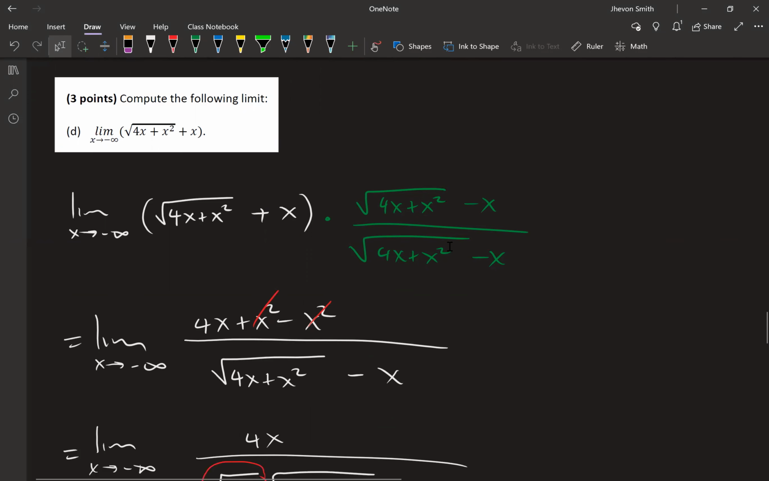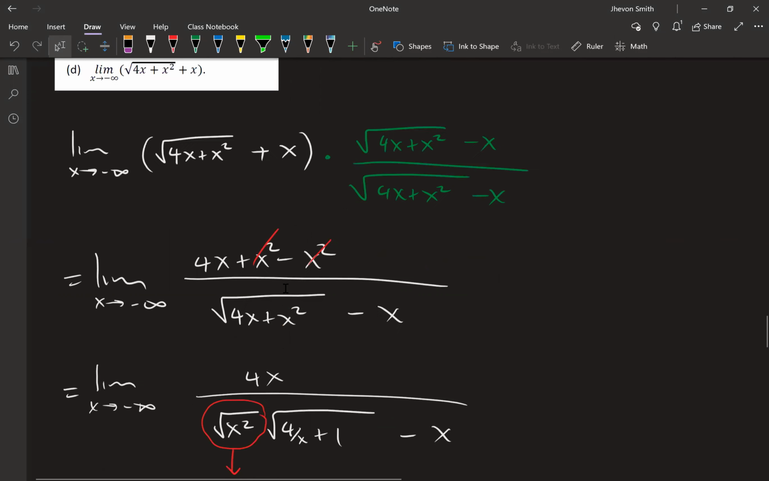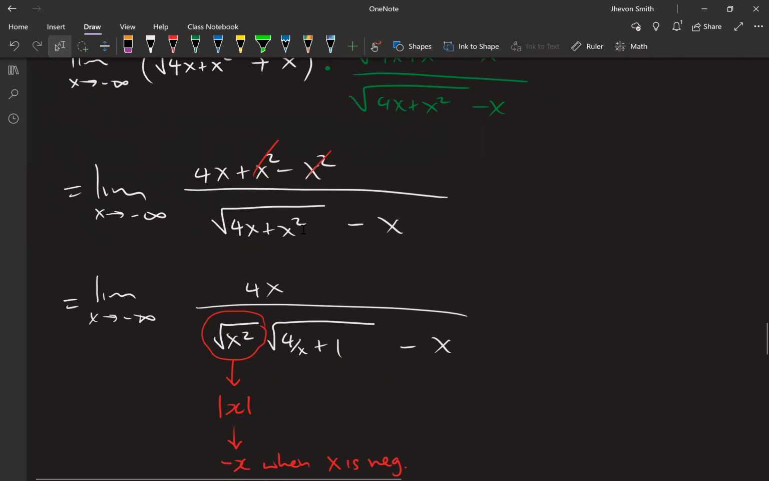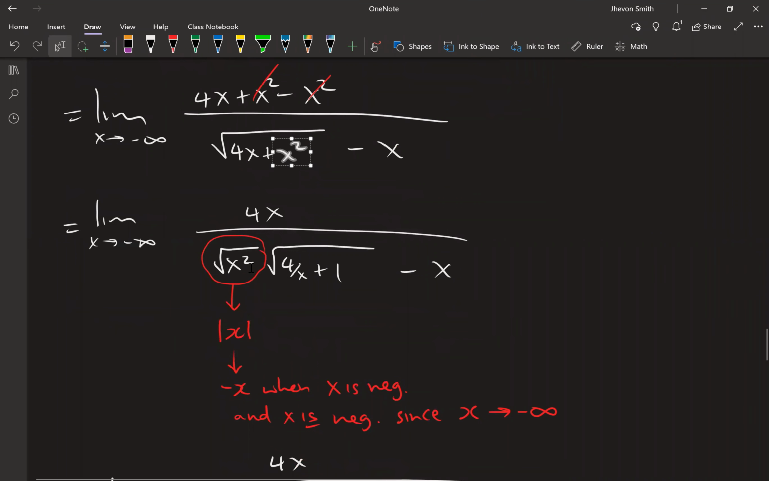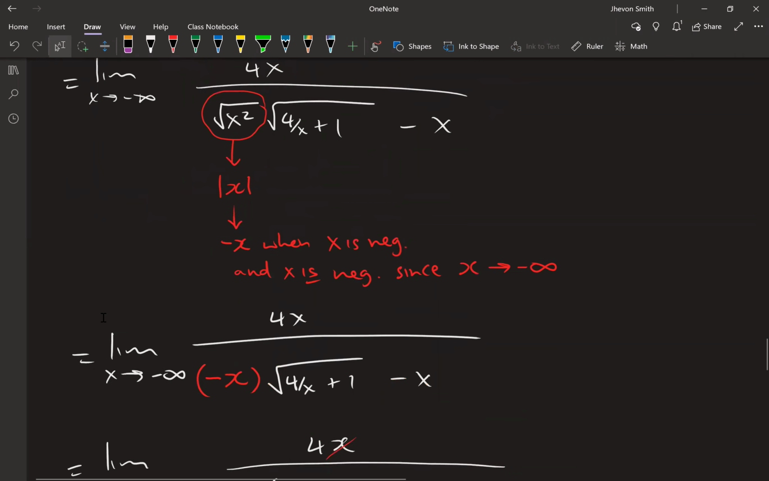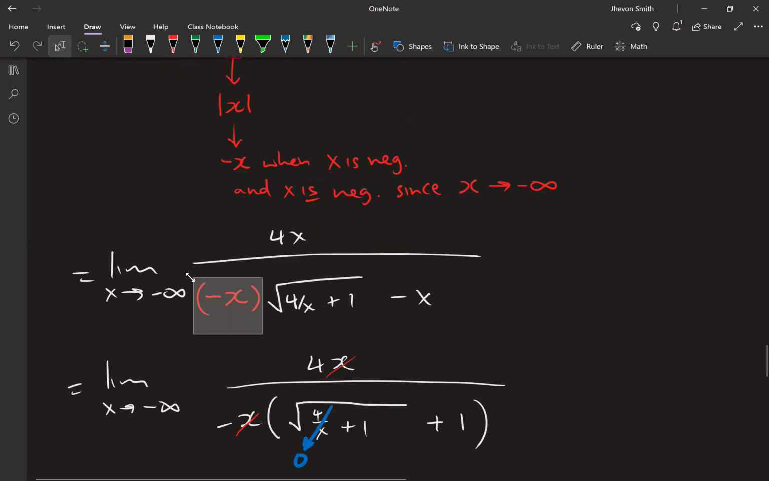Yeah, so we multiply and divide by the conjugate, multiply it out, we got this, the x squares cancel. And what we did here was we factored out an x squared from under the radical. So we have this here. Then we realized that the square root of x squared is just another way of writing absolute value of x, and absolute value of x returns negative x whenever your x is negative. It's negative because you're approaching negative infinity. And so we replaced it with negative x here. And once you simplify, cancel the common x's, plug it in, you get -2 as the answer.